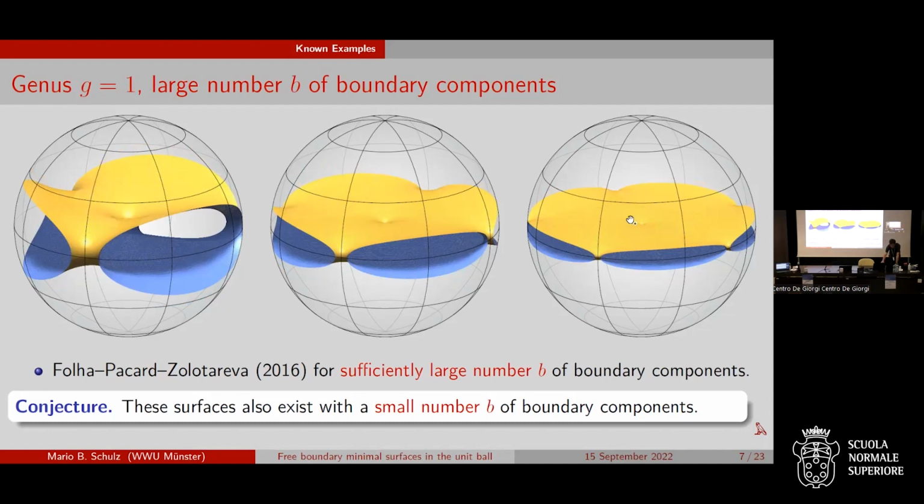Now these surfaces have only been constructed for a large number of boundary components, in a situation where you have a configuration very close to two disks. These pictures are not in that regime. Three, four, and five boundary components are not considered to be large. So these pictures are conjectural simulations. In fact, it's not clear how large the number of boundary components must be for the construction to work. We will see more examples like that in the talk. But genus 1 examples are known, at least for a large number of boundary components.